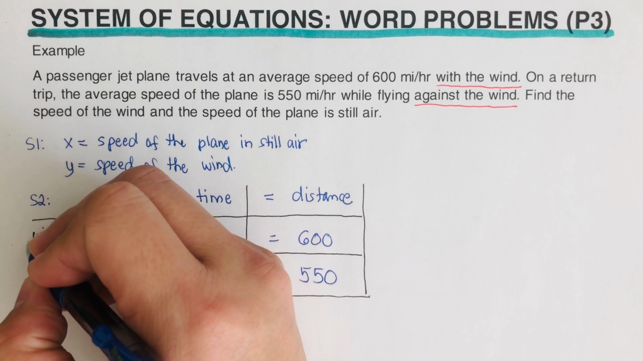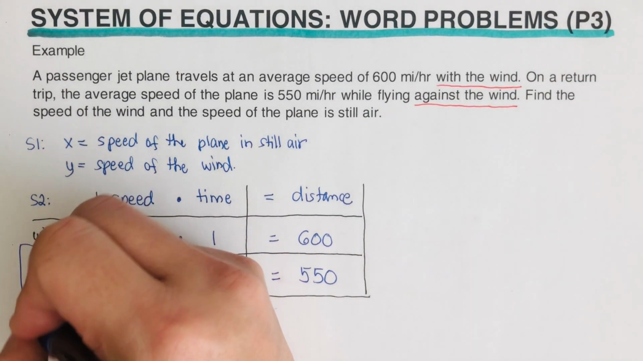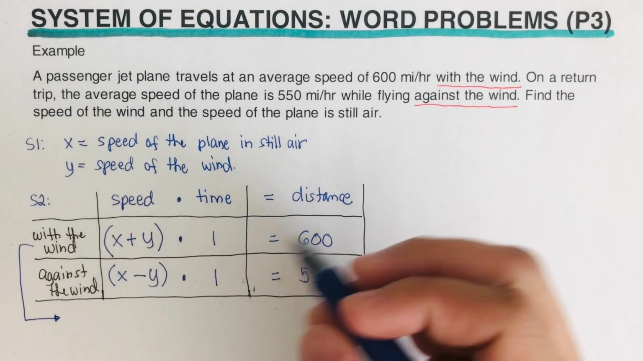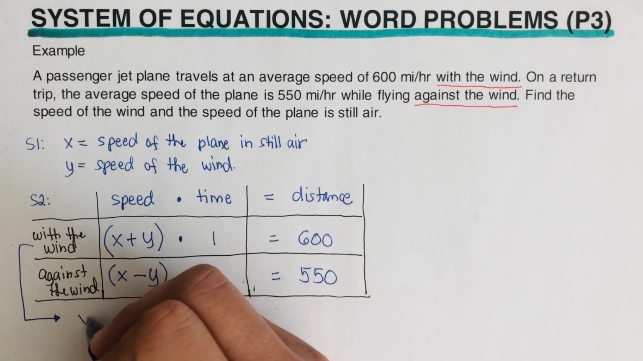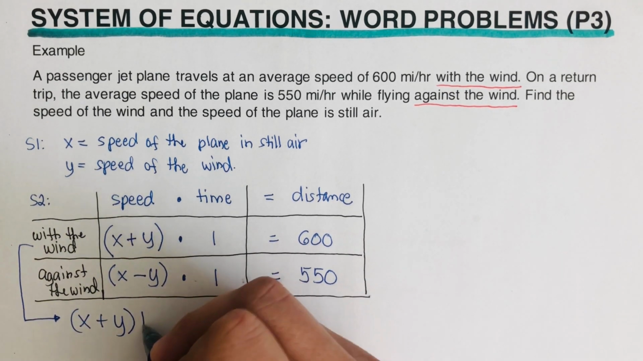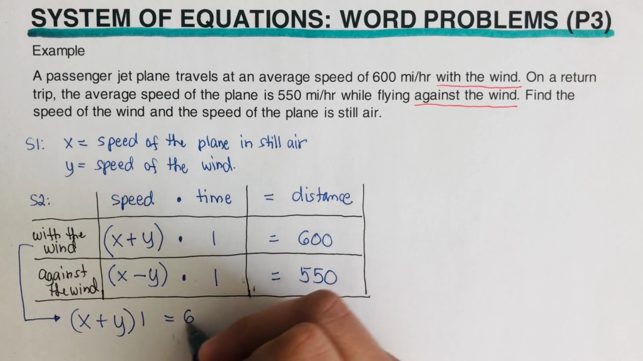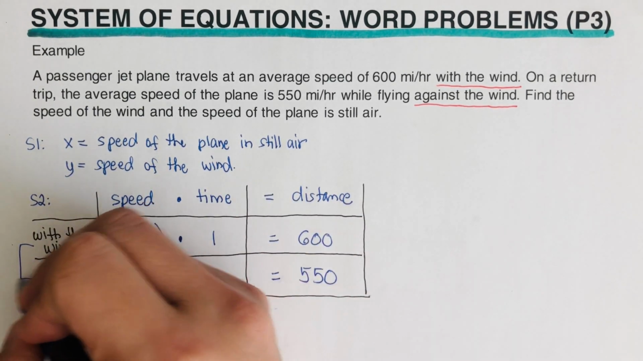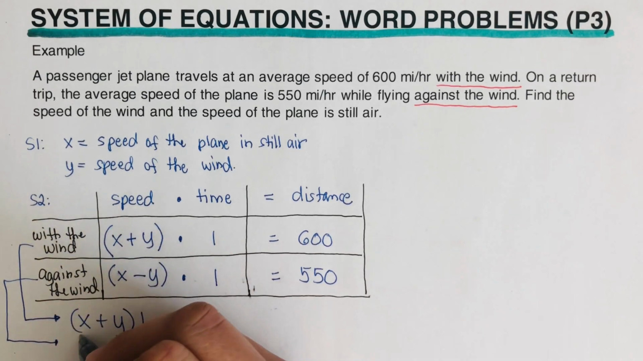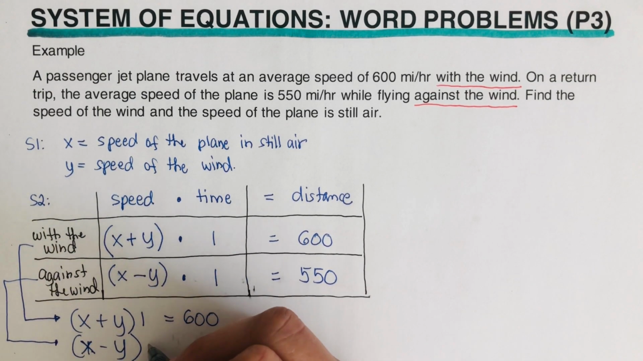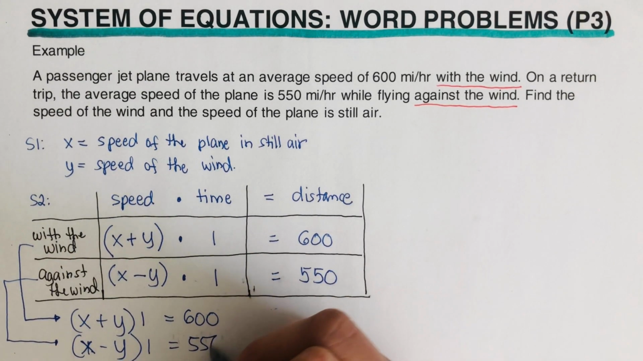So this is how the first equation is going to look like. That is x plus y, and then remember that is 1 right there, is equal to 600. And then the second equation would be x minus y, and then that times 1, that is equal to 550.